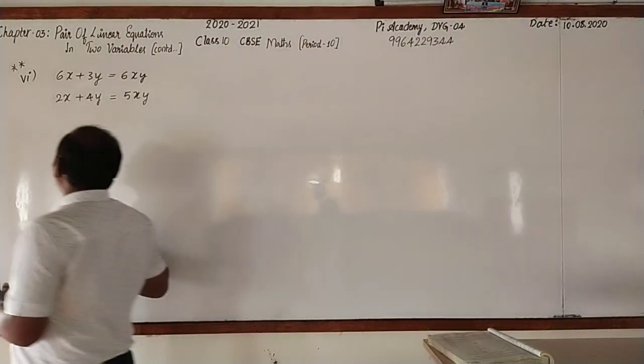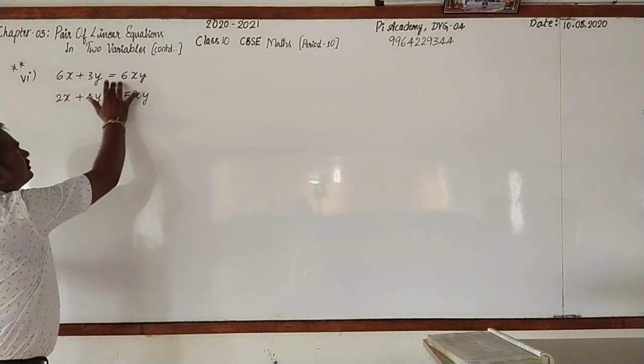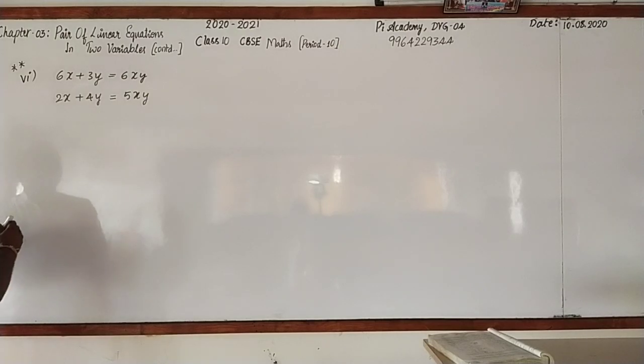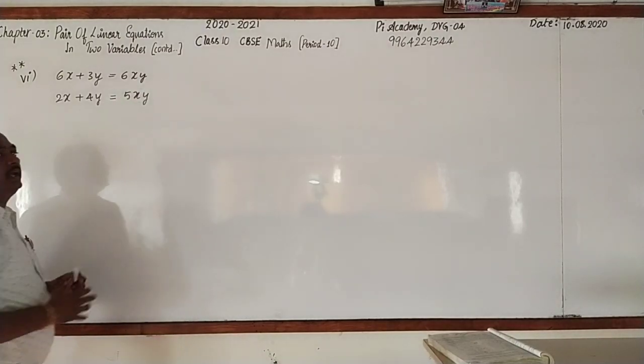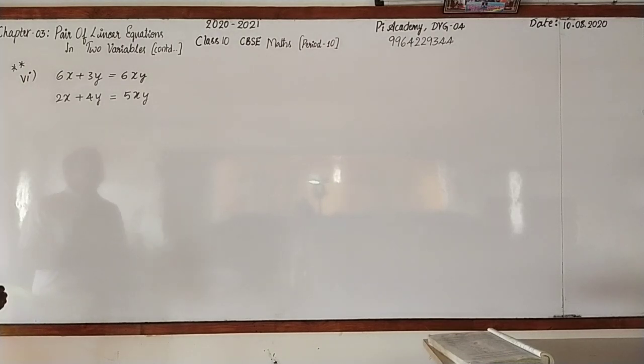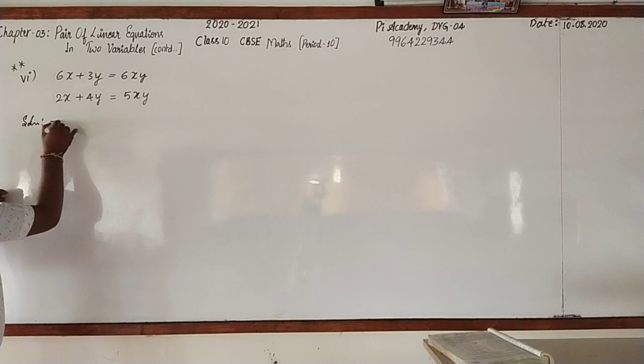Yes. Go through sixth one. Even this is also important one. 6x plus 3y equal to 6xy. 2x plus 4y equal to 5xy. Here terms are actually not in fraction, but in RHS we have xy term. To cancel that, we will go for following this method.